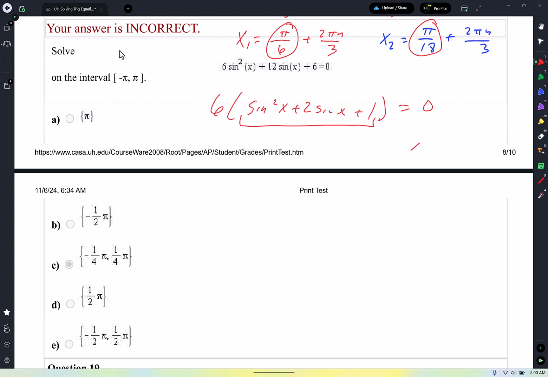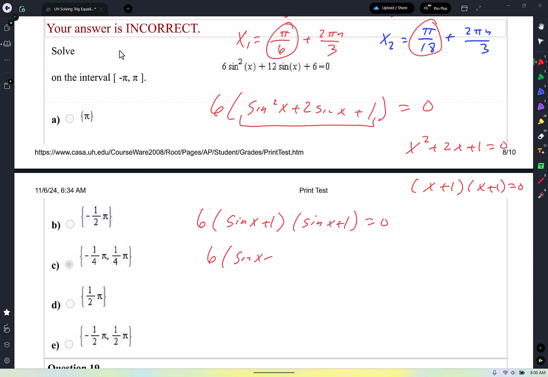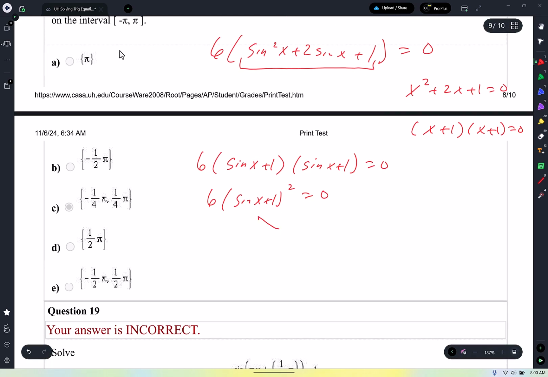That's the same thing as saying x squared plus 2x plus 1 equals 0, which is the same thing as x plus 1 times x plus 1. So that's what I'm going to do: parentheses sine x plus 1, sine x plus 1. So you could also say sine x plus 1 squared equals 0. It's all the same. When is this true? Whenever sine x is negative 1.